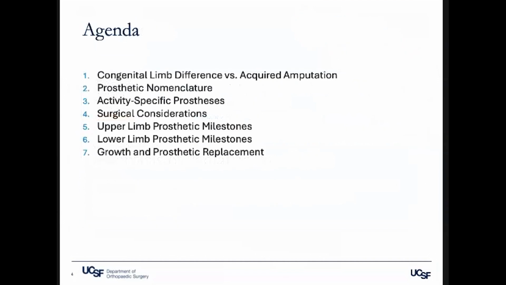So I'm just going to talk about congenital limb differences versus acquired. Prosthetic nomenclature, we'll go over that a little bit. I think many of you are aware of the basics of prosthetic care, so I won't spend too much time on that. Activity-specific prostheses, surgical considerations, some of which Dr. Mayer just presented, and upper and lower limb prosthetic milestones, as well as growth and prosthetic replacement.